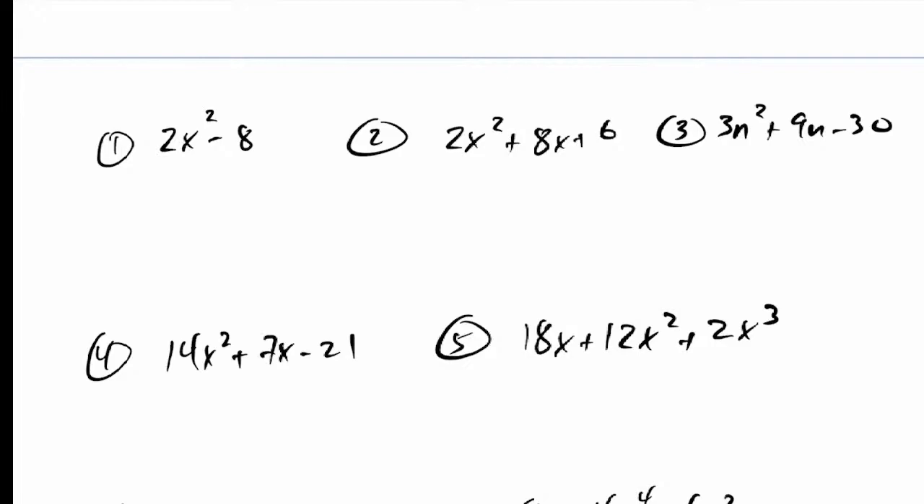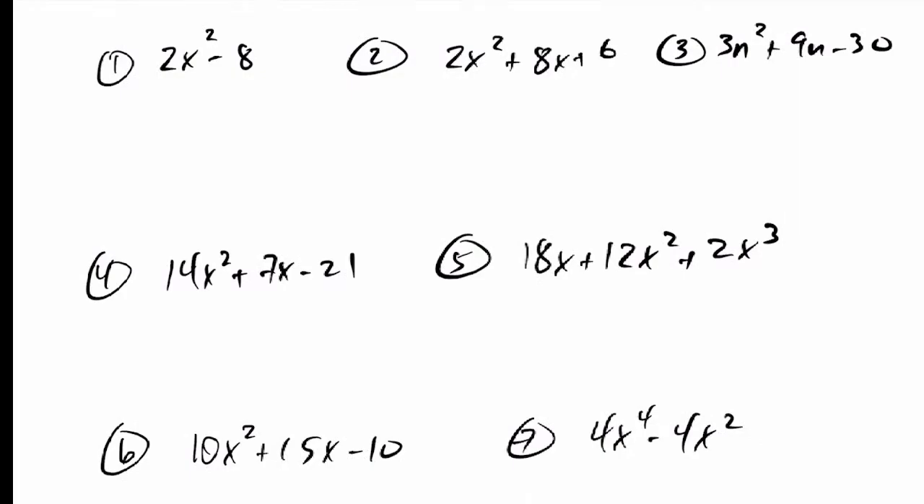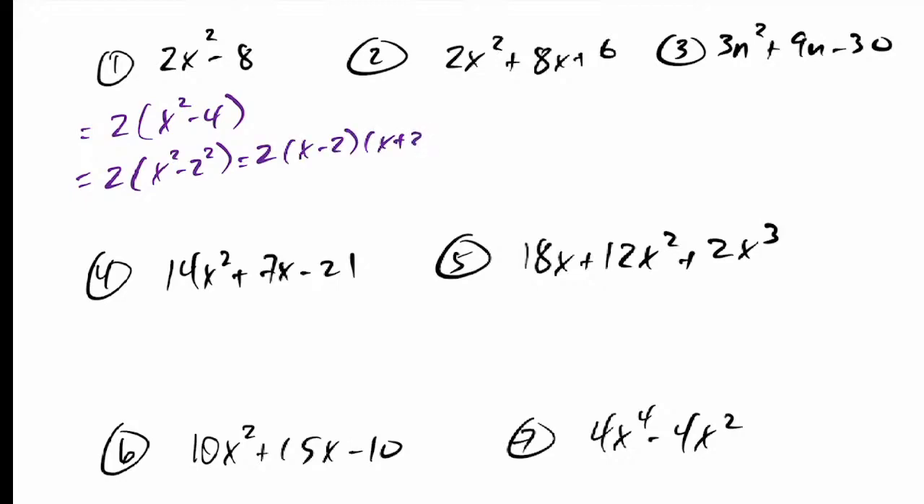All right, so let me at least jump in here. So with this one here, the first you should always look for a GCF with these. So for the first one, we're going to factor out a 2, and I'm left with x squared minus 4. But that's going to be x squared minus 2 squared, which is 2 times x minus 2 times x plus 2.